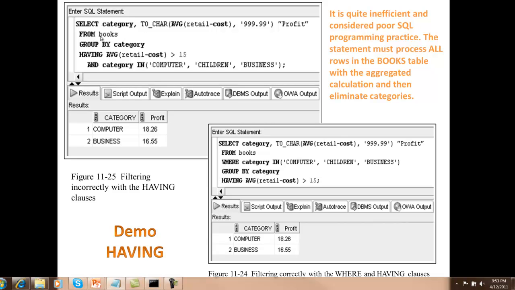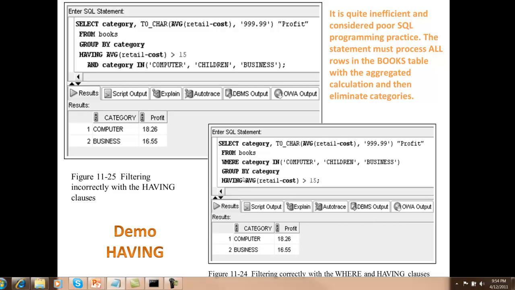You selected from the books, group by category, having, then you did an and. It does work, but it's considered, again, poor programming practice because it takes more overhead to run back through the same tables again. Same results, more efficient. You notice here we used the where right after the from books. Then we did group by, and then we did having.